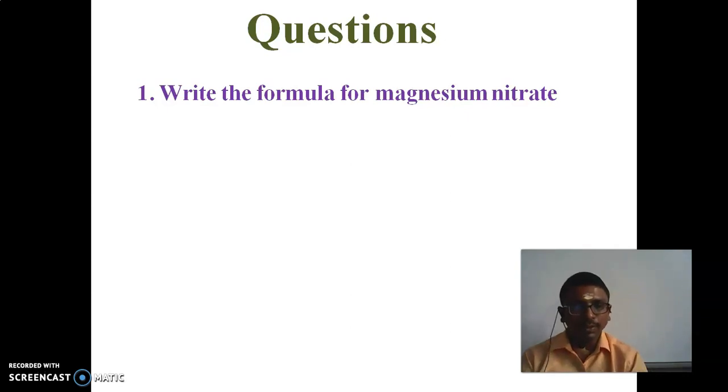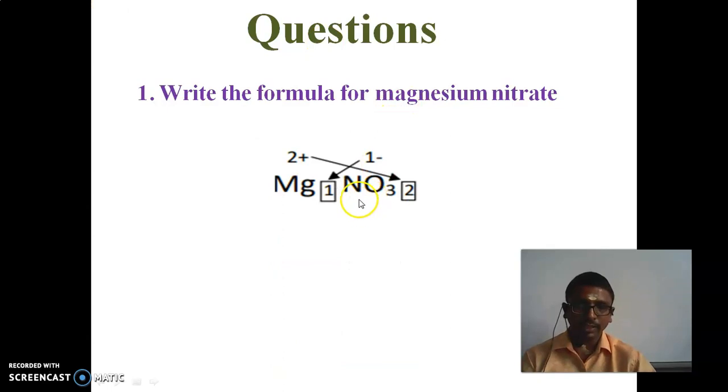What is the symbol for magnesium, children? Mg. For nitrate, NO3. And what is the valency for magnesium, children? The valency for magnesium is 2 plus. And the valency for nitrate, NO3, is minus 1.